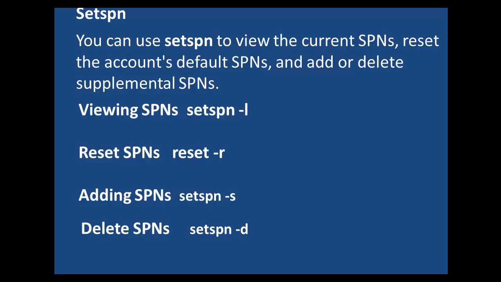The command to view the service principal name is setspn with the L parameter. To reset the service principal name, the command is setspn with the R parameter. To add the service principal name, we use setspn with the S parameter. And to delete the service principal name, we use setspn with the D parameter.